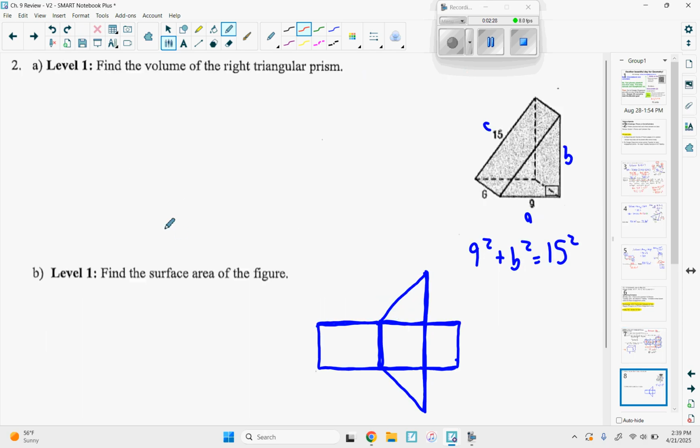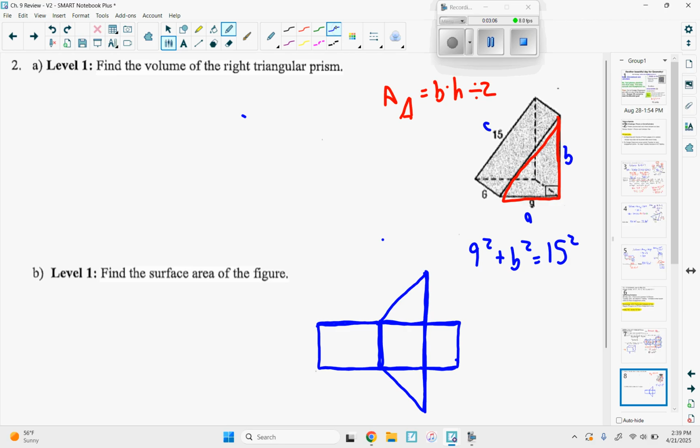Number 2, we're going to find the volume and the surface area of this triangular prism. And you'll notice this is a right triangle here, and that is our base of the triangle. And in order to find the area of our triangle here, we have to do base times height divided by 2. We have a base of 9, but we don't have a height yet. And so we're going to use the Pythagorean theorem to get that height of the right triangle.